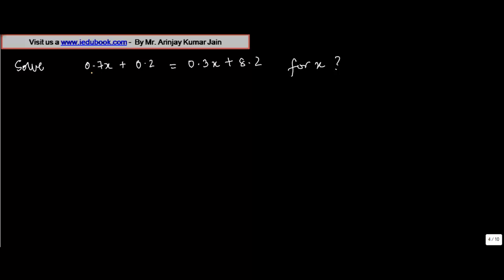Solve 0.7x plus 0.2 is equal to 0.3x plus 8.2.